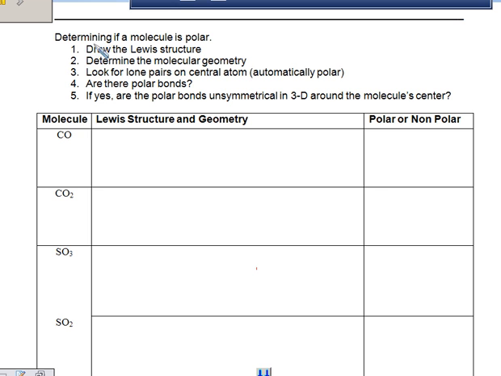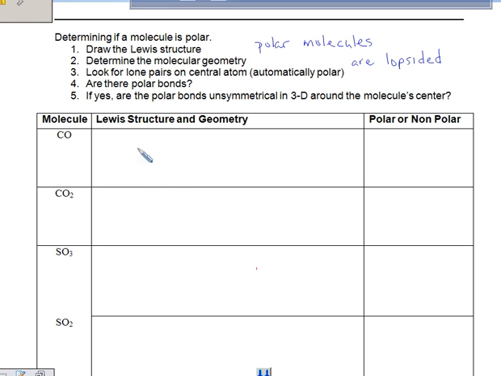Let's practice determining if molecules are polar or not. Remember, we're going to draw the Lewis structure, determine the molecular geometry, look for lone pairs, which means it's automatically polar if they're on the central atom. And then if there are polar bonds and they're unsymmetrical, then we know that it is polar. So, polar molecules are unsymmetrical. Or, to put it in something that may leave you with a stronger image, polar molecules are lopsided. So we're looking for lopsided molecules, and those are the polar ones.